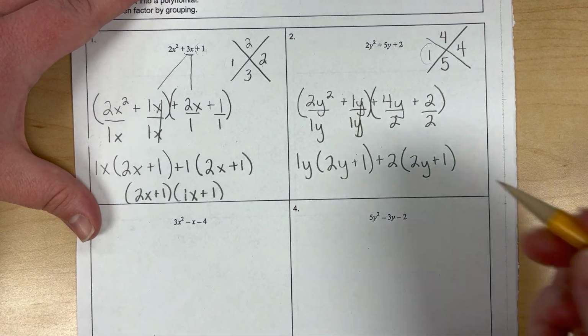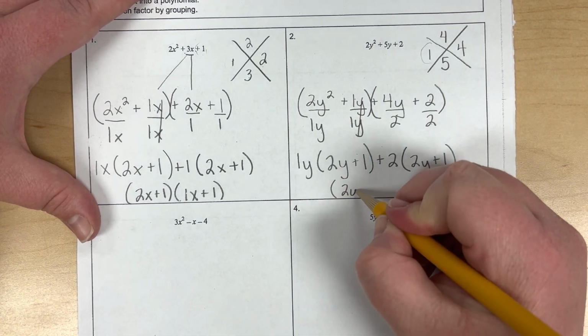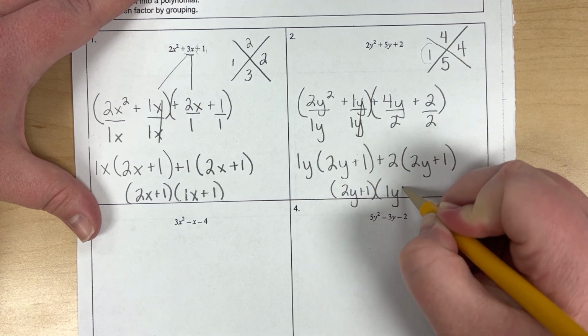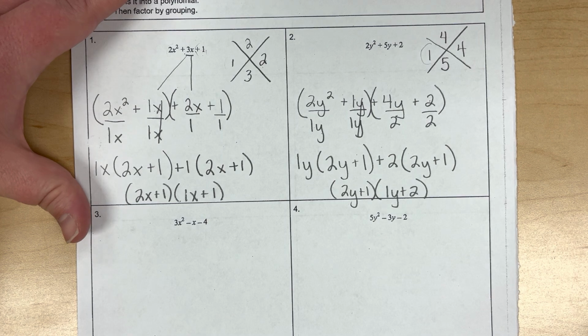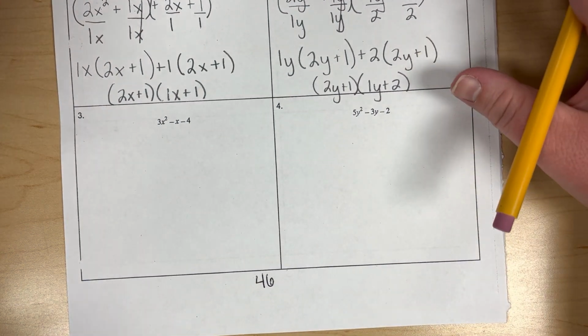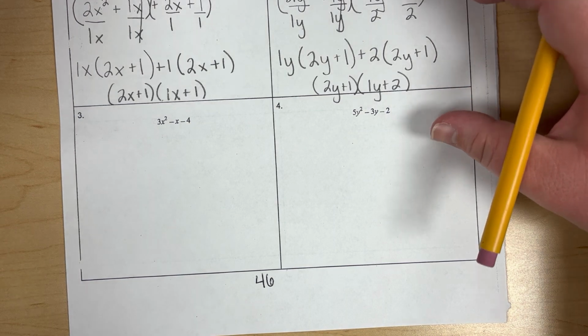My parentheses match once again, so I can write my answer as 2y plus 1, so that's my matching parentheses, and 1y plus 2, which are my two GCFs. All right, let's try one more like this, and then we will take a look at a couple more on the next page.